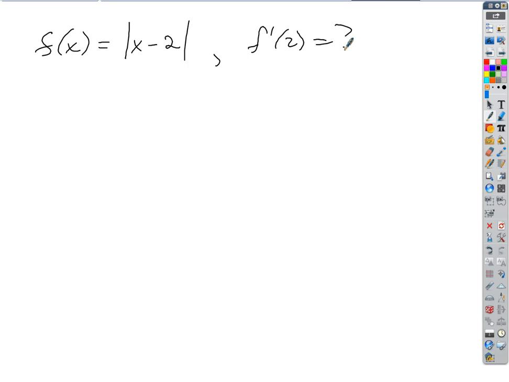So what do we got to do? We got an absolute value function. So what's that tell us? Got to make it piecewise, right? So f of x is going to equal the piecewise function.